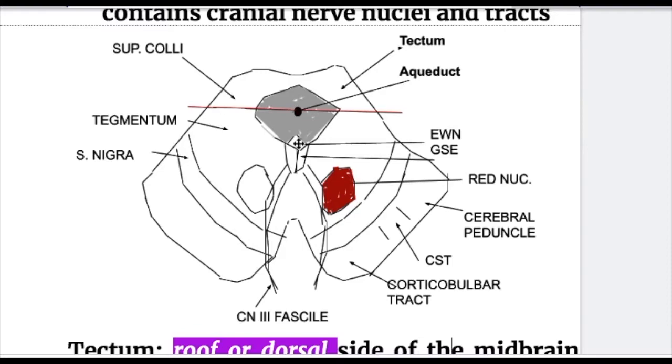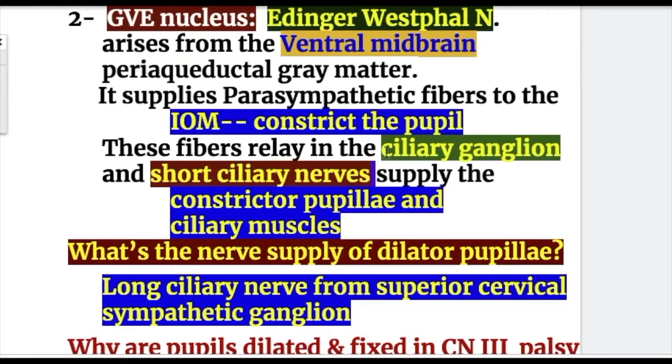It supplies the pupilloconstrictor muscles and the ciliary muscle. These fibers relay in the ciliary ganglion, and short ciliary nerves supply the constrictor pupillae and ciliary muscles. So the parasympathetic supplies the pupillary constriction. And what's the nerve supply of the dilator pupillae? The long ciliary nerve from the superior cervical sympathetic ganglion supplies the dilator pupillae. So constrictor pupillae is supplied by the parasympathetic fibers and dilator pupillae is supplied by the sympathetic fibers.